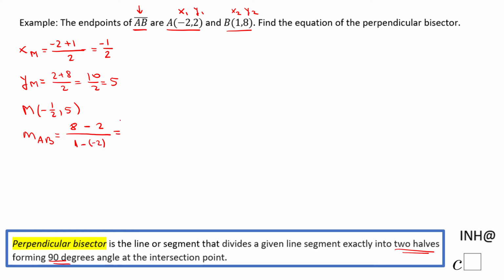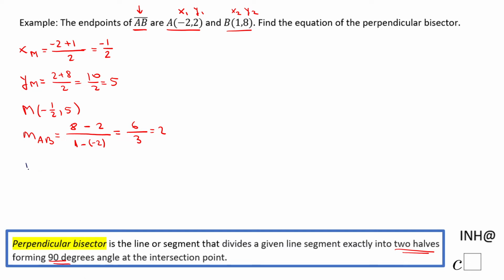Like I said, y2 minus y1, x2 minus x1. 8 minus 2 is 6. 1 minus -2 is 3. So we have a slope of 2. So now we can go and find the slope of the perpendicular bisector.